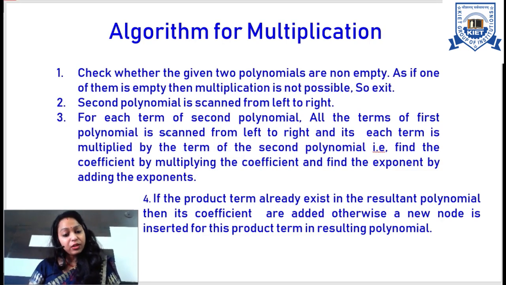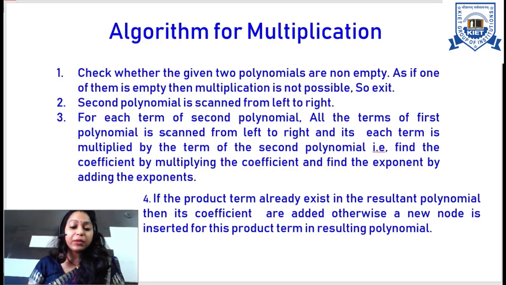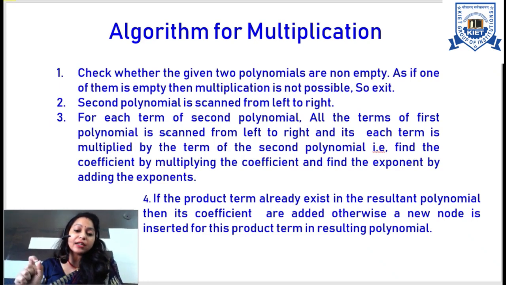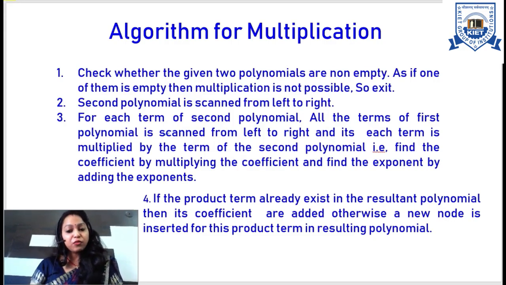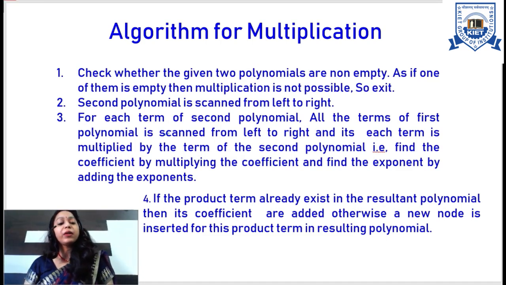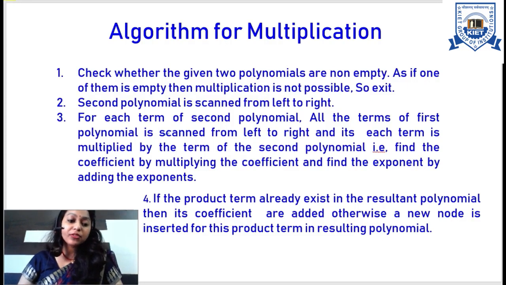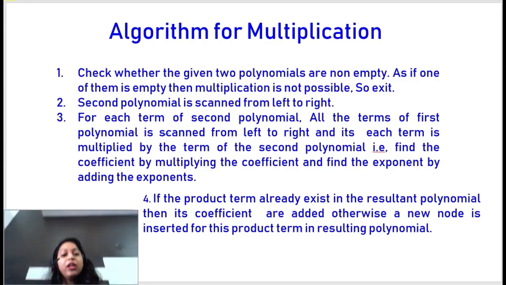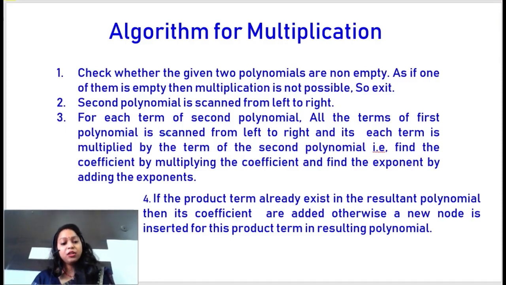Okay, once we have completed this particular step 3, then if the product term already exists in the resultant polynomial, that means if the exponent values in the resultant polynomial are the same for more than one term, then their coefficients are added. Otherwise, a new node is inserted for this product term in the resulting polynomial. Okay, so this is how we perform multiplication on polynomials. So this was the operation on polynomial equations. Thank you.